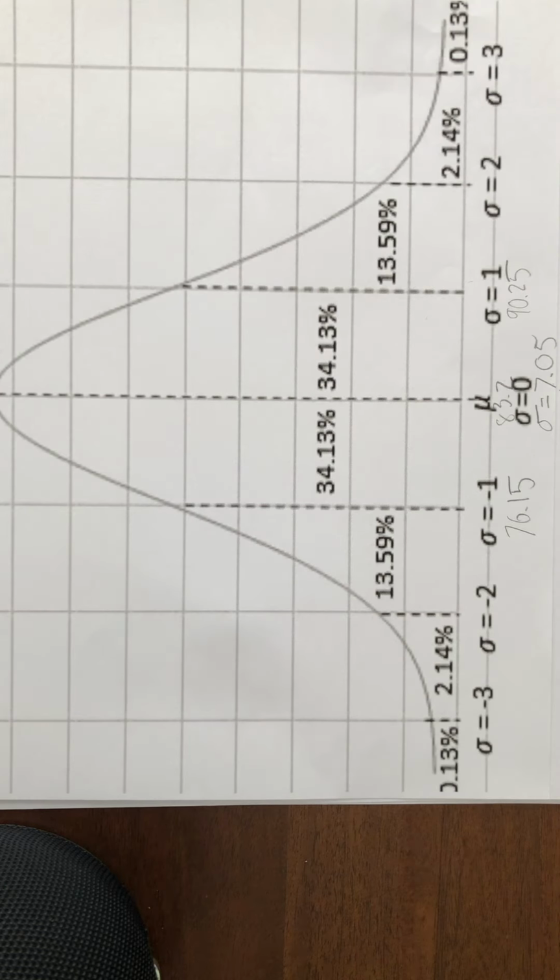Z-score can be calculated by taking the number minus the mean divided by the standard deviation, and this equation can be found in your formula booklet. And this number shows precisely how many standard deviations from the mean this number is. A z-score of 0 is at the mean. A z-score of less than 0 is below the mean, and a z-score of more than 0 is above the mean.